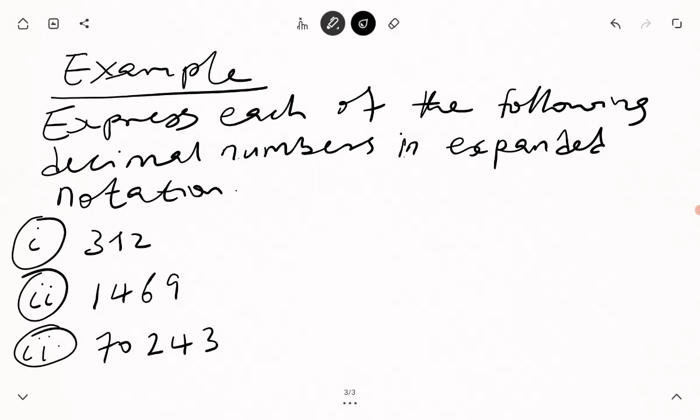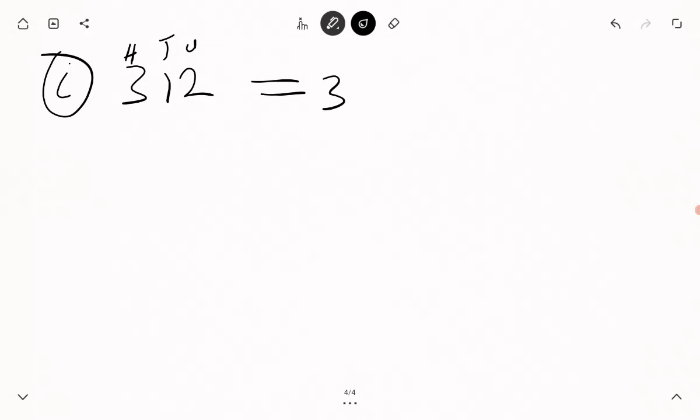So to solve this, we'll start with the first one. All these numbers are in base 10 and we need to express them in expanded notation. So the first one, we have 3, 1, 2. This is the same thing as, if you recall your unit, tens, and 100. So we can write 3 times, they are in base 10, 10. So 3 times 100 plus 1 times 10, then plus 2 times unit, which is 1.